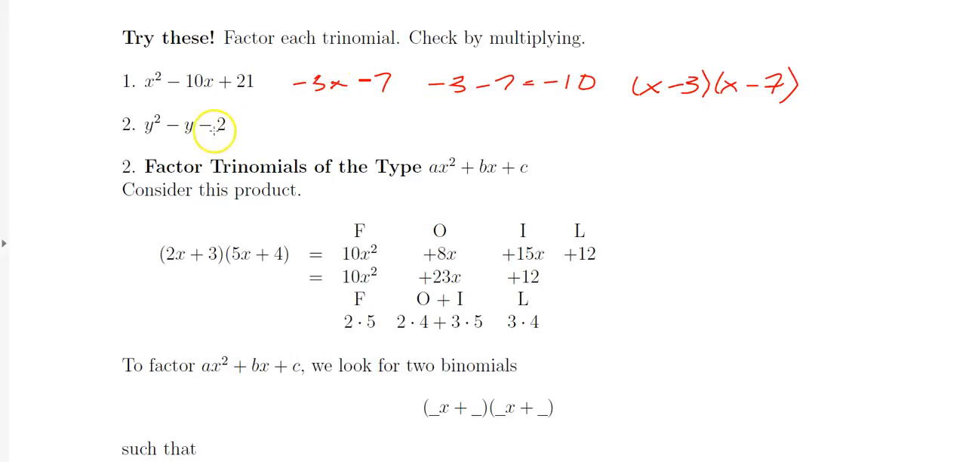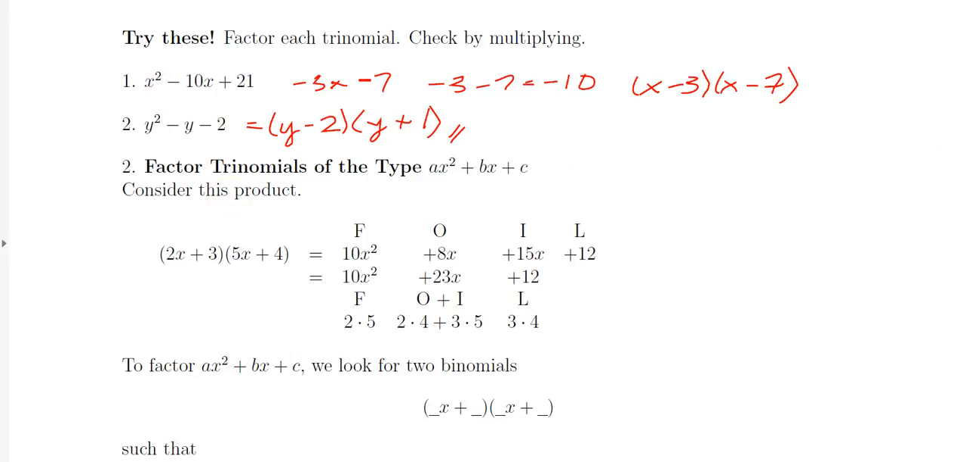In this second example, I want factors of negative 2 that have a sum of negative 1. If I take negative 2 times 1, I get negative 2, and negative 2 plus 1 is negative 1. So if I work with y minus 2 multiplied by y plus 1, and check the outers, that's plus 1y, and the inners negative 2y. 1 minus 2 is negative 1. So I have the correct factors in that case.